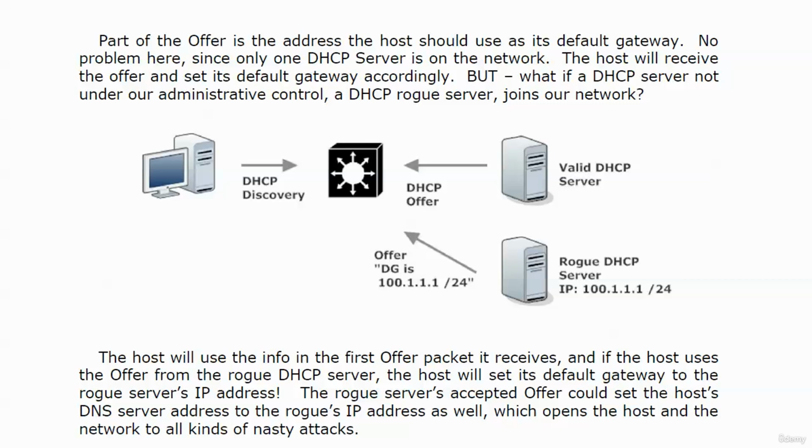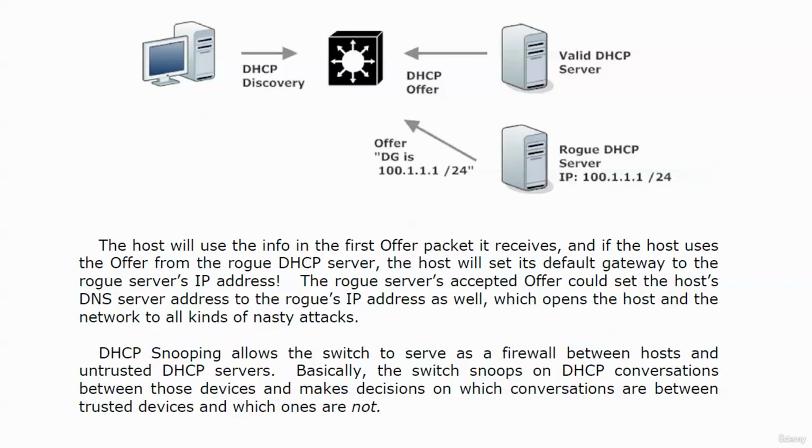Well, what happens here is that the host, again, is going to use the info in the first offer that it gets. And if the host uses the offer from the rogue server, and the rogue server is saying, hey, set your default gateway to 100.111, well, that is the IP of the rogue DHCP server. So then the accepted offer could also set the host DNS server address to 100.111, and that just opens the door. You know, this is just the little key going in the door. That's not causing the damage. It's once the door is open and all of a sudden hosts are sending their data to a rogue server, that's what opens the network up to all kinds of nasty attacks.